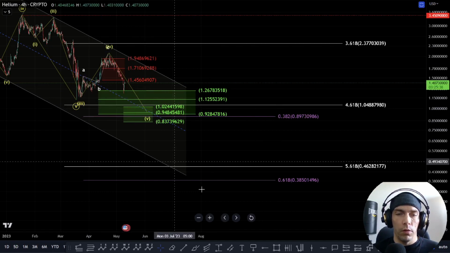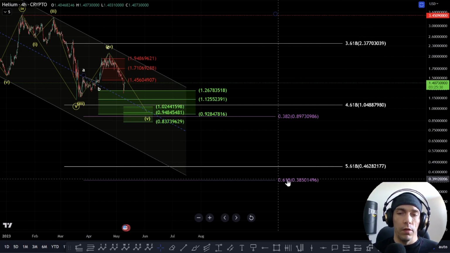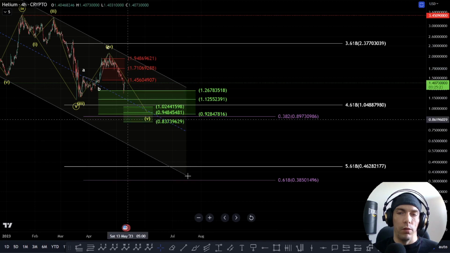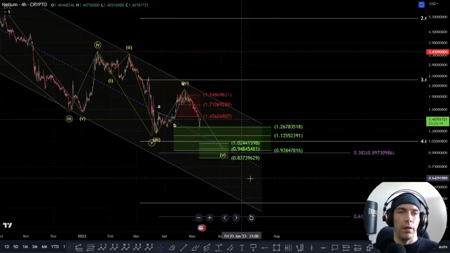Now, if we do look to continue and extend out to the downside, potential targets could be this 5.618 at this 0.462 and this 0.618 here, which is this 38 cents. So that would tie in with actually coming back into the bottom of this channel. So we have to keep an eye on these levels and see exactly how the waves play out within this.